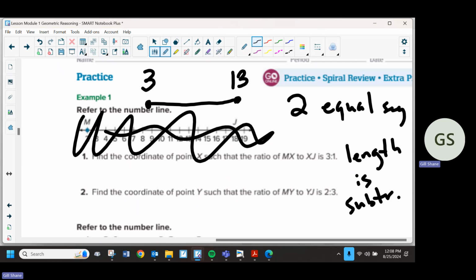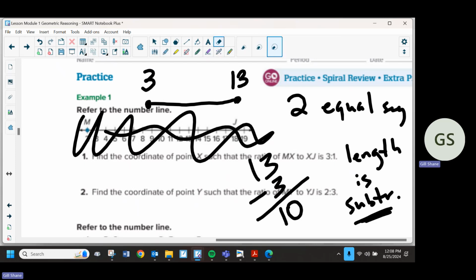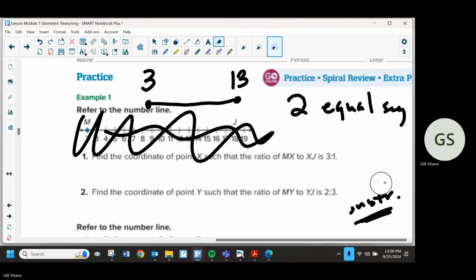Length is the same thing, except we're going to use subtraction. We would say 13 subtract 3 means the length of that segment is 10. So now that I know the total length of the segment, if I want to create two equal smaller segments, then I'm dividing. So division is how we create whatever number of smaller segments we want.